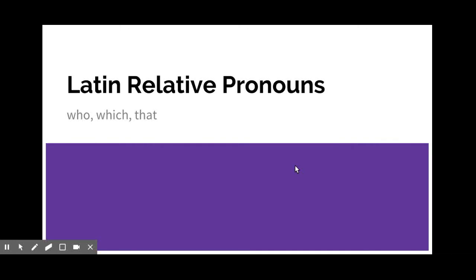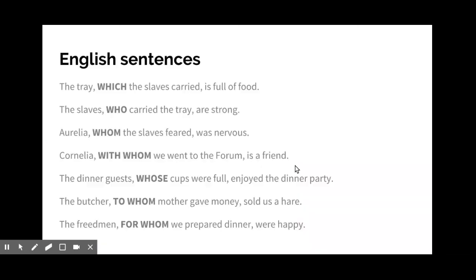Our first study in Latin 2 is about relative pronouns in Latin. In English, we would use relative pronouns like who, which, or that. I've given you some sample English sentences that all involve relative pronouns.